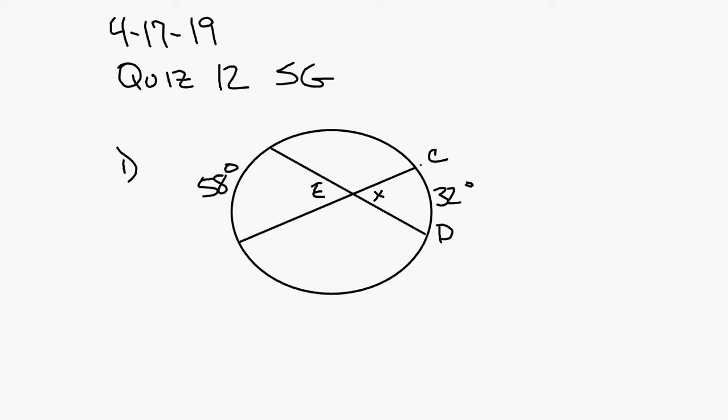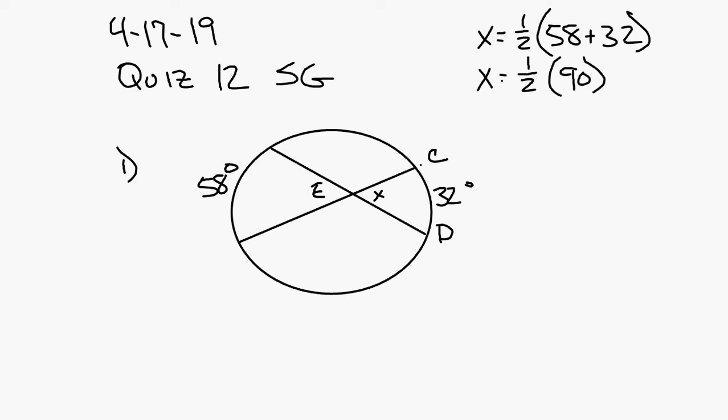Alright, so X is going to be equal to 1/2 times the sum of the intercepted arcs. So that's going to be 58 plus 32. So your X is equal to 1/2 times 58 plus 32. That's 90. And half of 90 is 45 degrees. Angle CED.